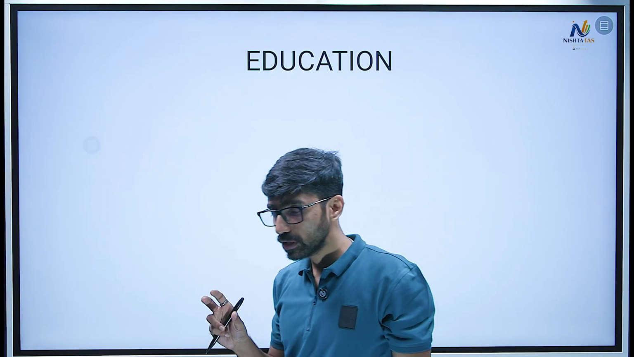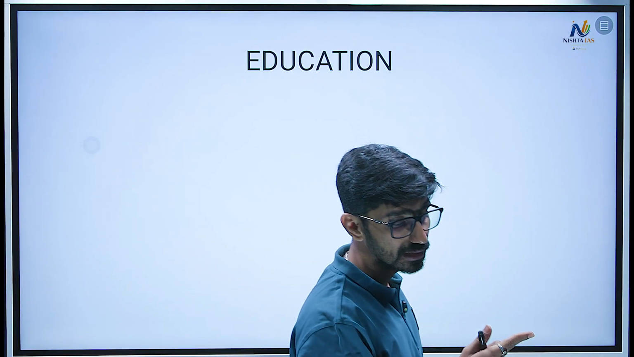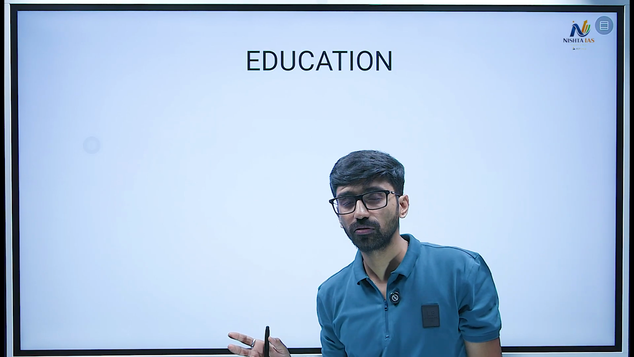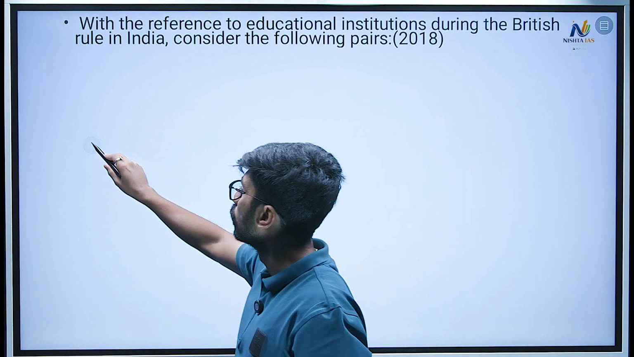And now we are coming into education. We discussed British imperialism and the revenue settlements of the Britishers, and then again education. Of course, education is also one of the themes. Many questions have been asked. Now look at here.